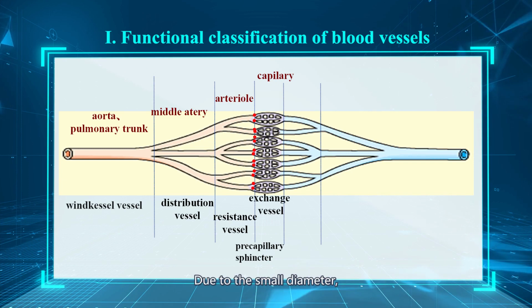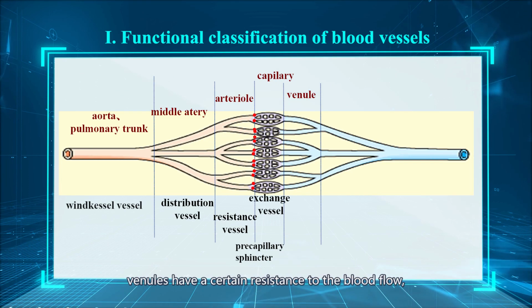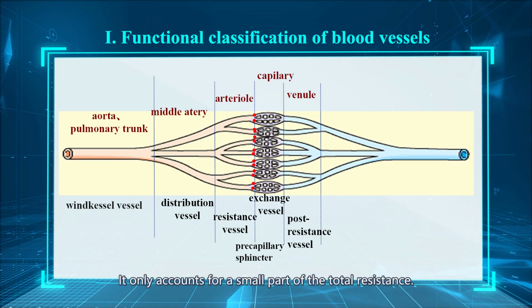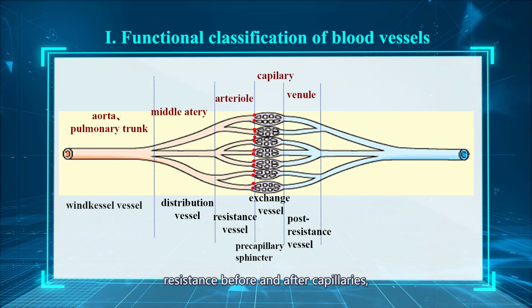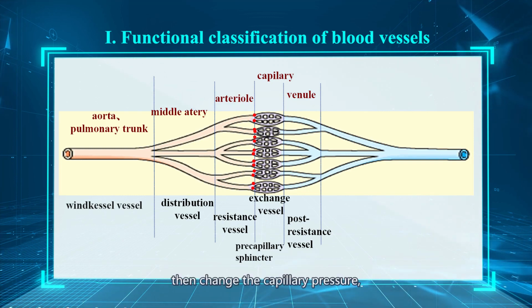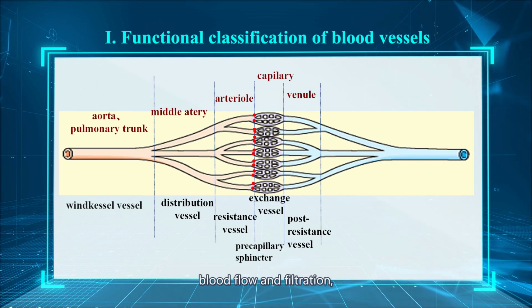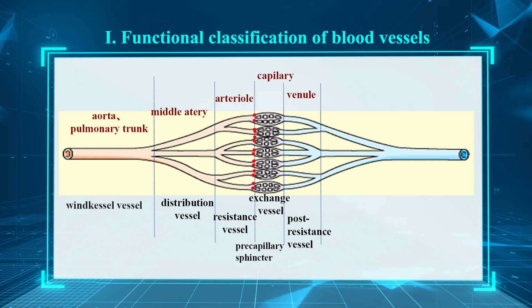Due to the small diameter, venules have a certain resistance to blood flow, and are called post-resistance vessels. They only account for a small part of the total resistance. Their activity can affect the ratio of resistance before and after the capillary, then change the capillary pressure, blood flow, and filtration, thereby affecting the fluid distribution inside and outside vessels.